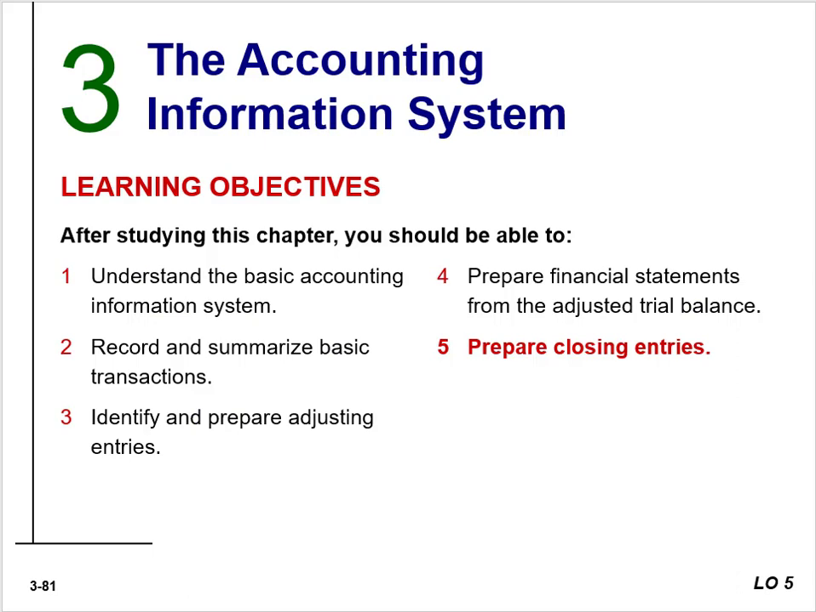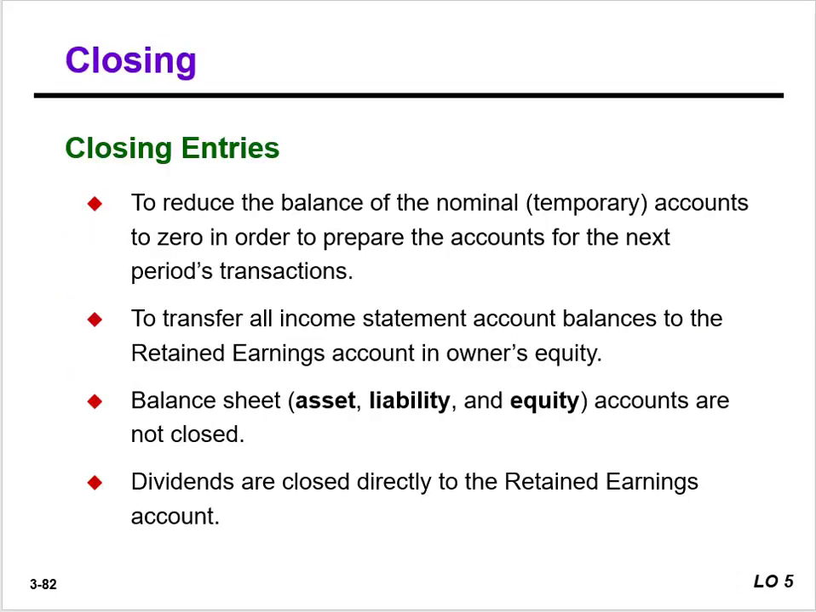And so lastly, preparing closing entries. And so closing entries are to reduce the balance of the nominal accounts to zero in order to prepare the accounts for the next period's transactions. And so those are the accounts that are not your permanent accounts. Basically, you're talking about closing out your revenue and expense accounts. And so to transfer all income statement account balances to the retained earnings account in the owner's equity. And so balance sheet accounts are not closed because those are your permanent accounts, assets, liabilities, and equity. And so dividends are closed directly to the retained earnings account.